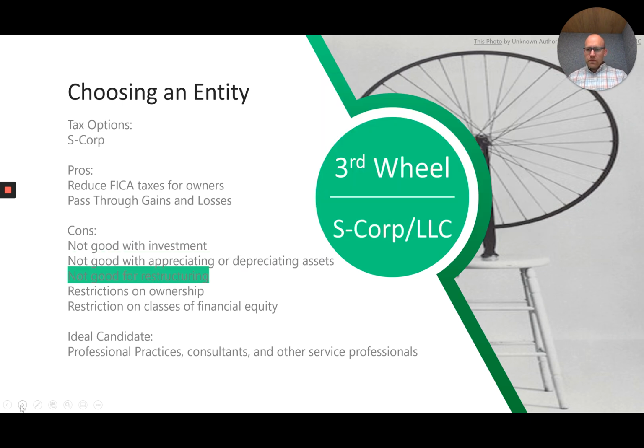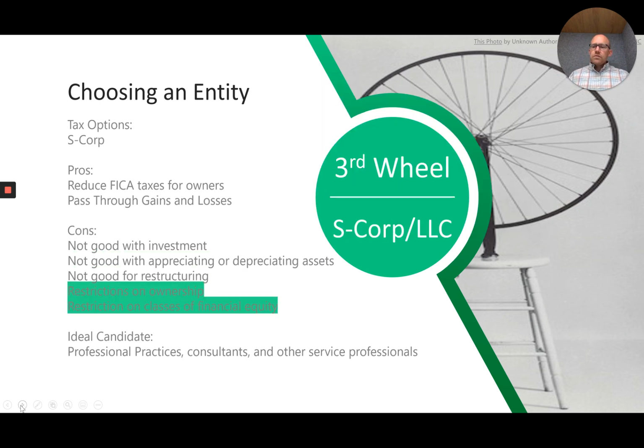So we covered the restructuring issues. With regards to restrictions on ownership, we talked about those already. No foreign investors, no partnerships, no C corps, only individuals or qualifying entities, and you can't have preferred shares or other creative structuring of your financial equity. And so that gets pretty limiting with growing and developing businesses.